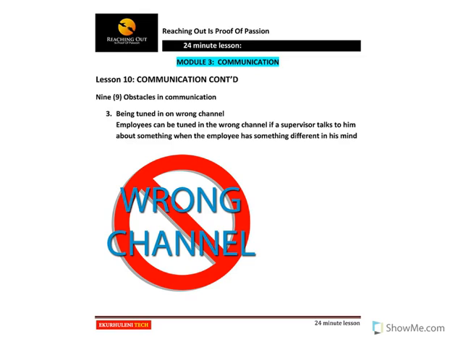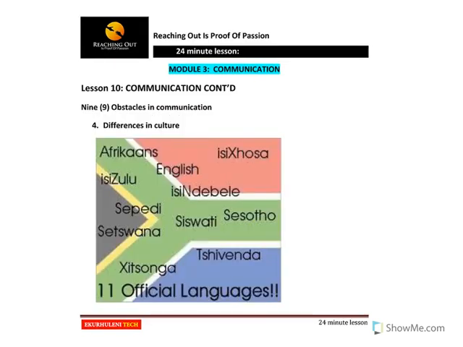The next obstacle is being tuned in the wrong channel. What does it mean? It means employees can be tuned in the wrong channel if a supervisor talks to them about something when the employee has something different in mind. So sometimes as a supervisor, you might give an instruction only to discover that the employee already had something in mind and they carry out the instruction which is in their mind, not what you are instructing them to do. So that's what we mean by being tuned in the wrong channel.